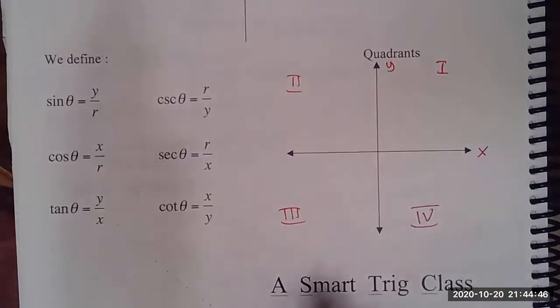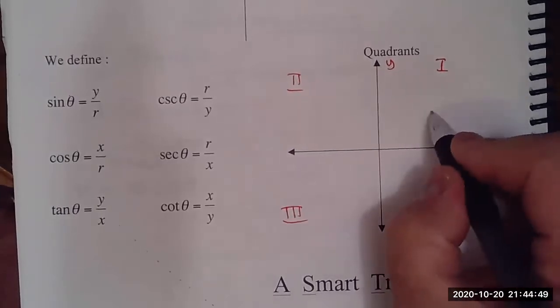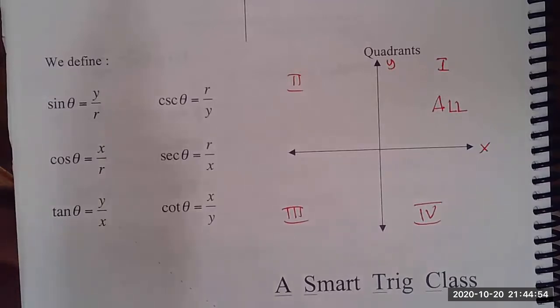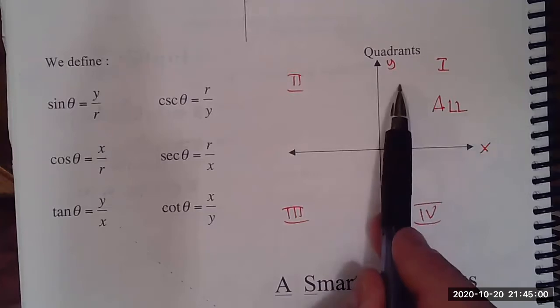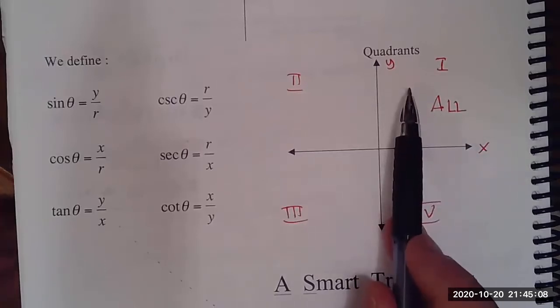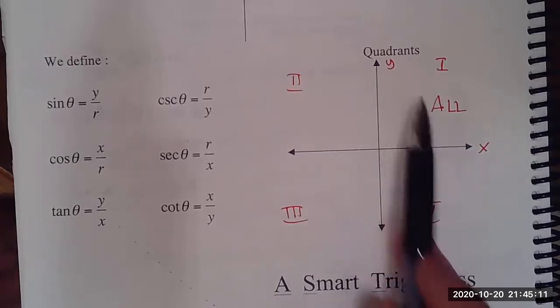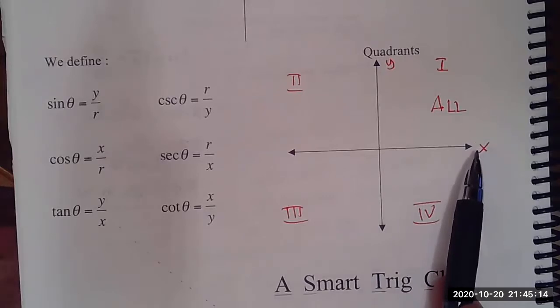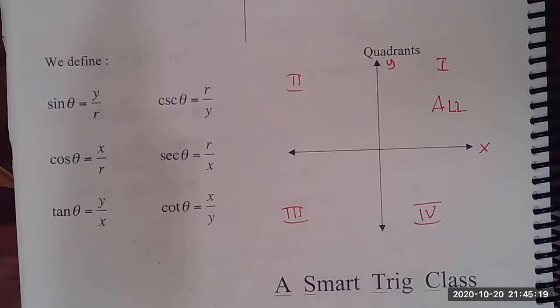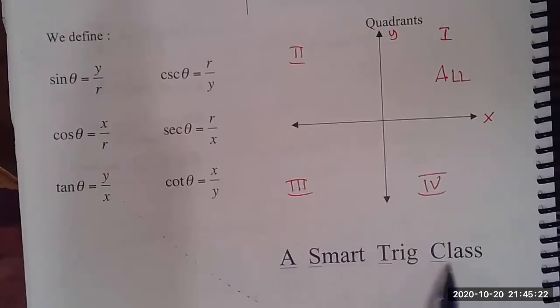So maybe A right here, A stands for all. It turns out all trig functions are positive. Think about it. If x and y are both positive, wouldn't the ratio y over x be positive? Or x over y, which would be the cotangent? Cotangent would be positive. And the reciprocal of a positive number is still positive. So all functions are positive. So when you see A Smart Trig class, A stands for all functions in quadrant 1.